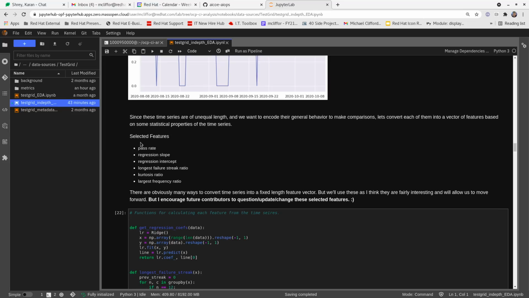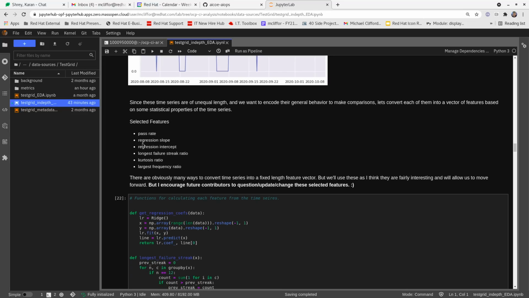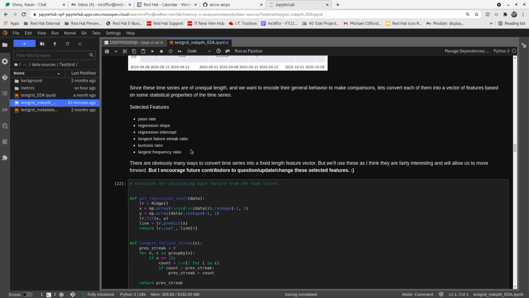So like I said, we're going to convert this into a feature vector based on the statistical features of the time series and not compare the time series directly. We're going to compute the pass rate, the regression slope, the regression intercept, the longest failure streak ratio, the kurtosis ratio, and the largest frequency ratio.